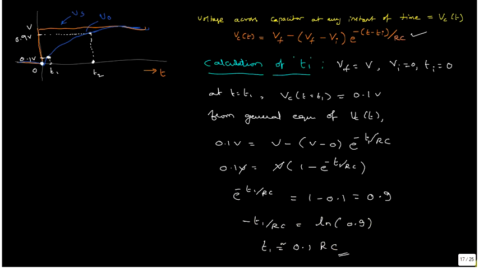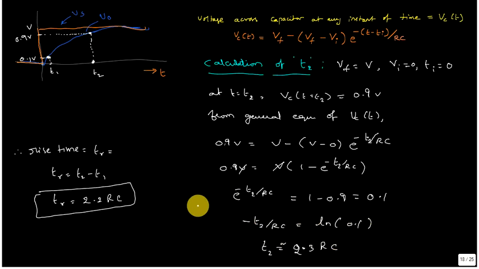Next, after calculating T1, we can calculate T2. In the same way, T2 is the time required for the capacitor to reach 90% of its final value. So 90% of its final value means 0.9 V, where V is the final voltage. For this one also it is starting from the initial value, which is again 0 volts. Final value is V. Initial voltage is 0.